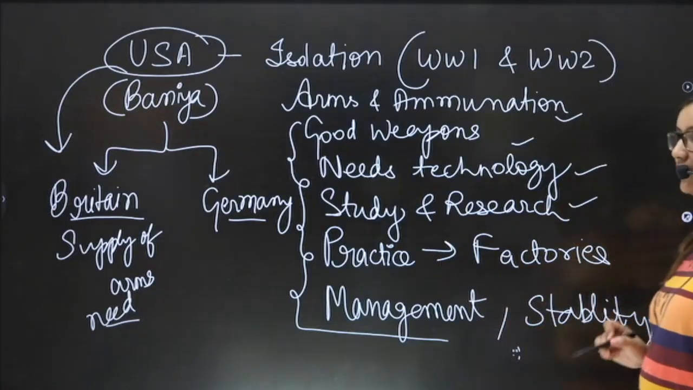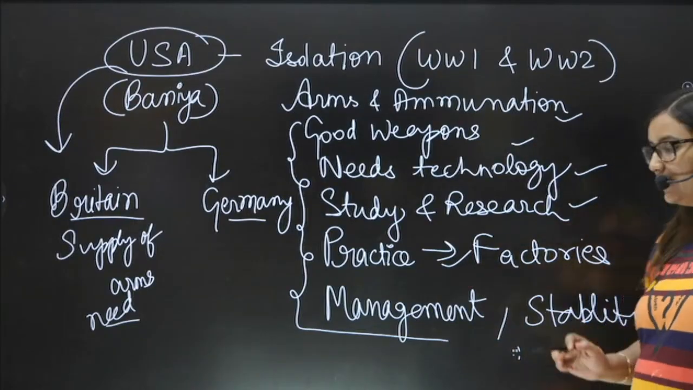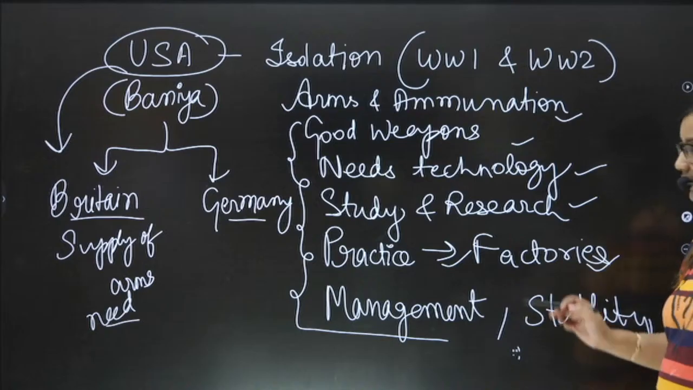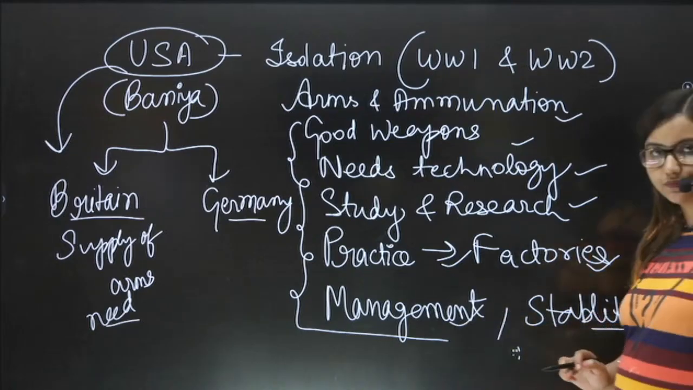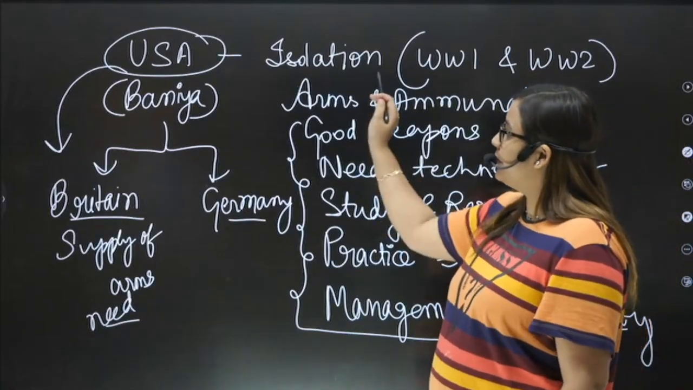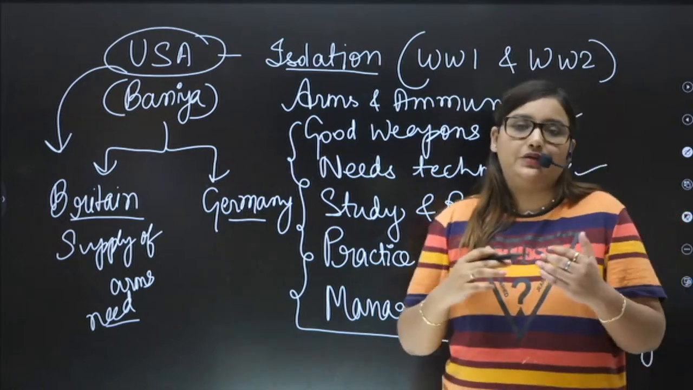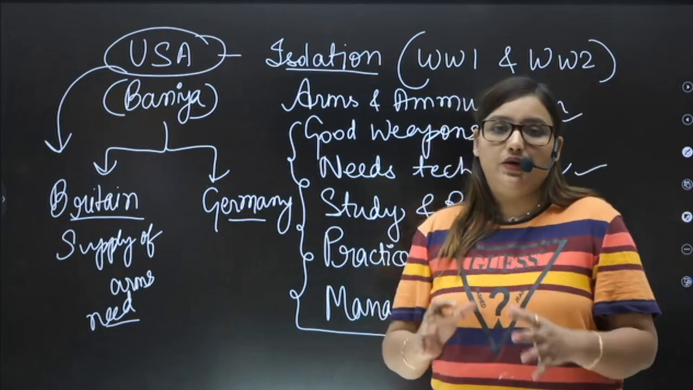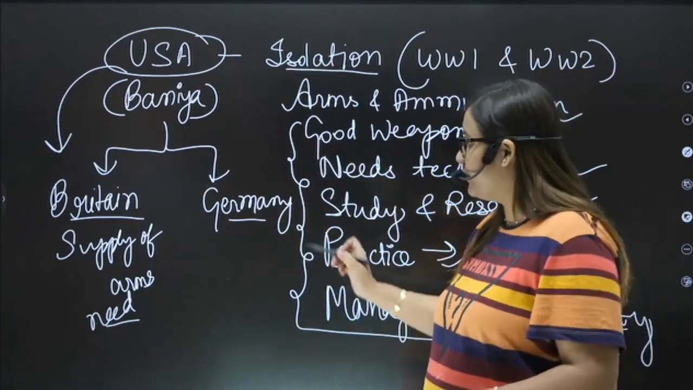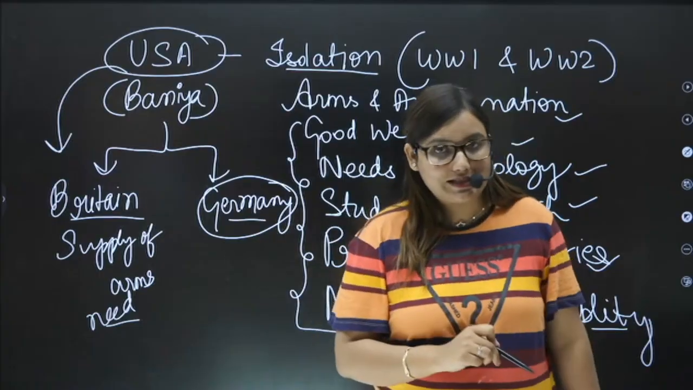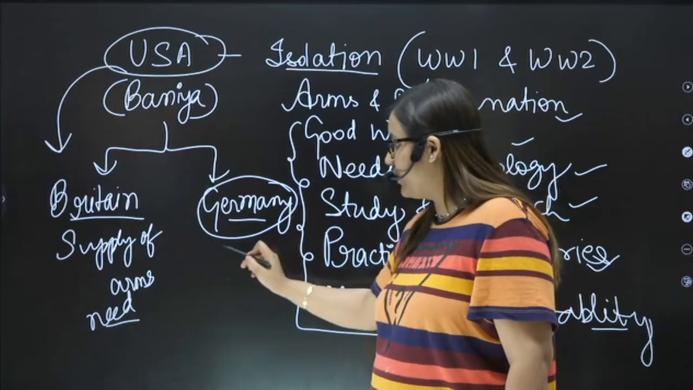I will study all the R&Ds, developments, practices would be followed by USA. We will make factories for you. We will manage everything and we will have a good stability. Don't worry. Just let me follow the policy of isolation. Let me be isolated. Let me just focus and give you all these things. So Germany said, "What about me? I also need guns. I also need weapons. So you need to support me also."